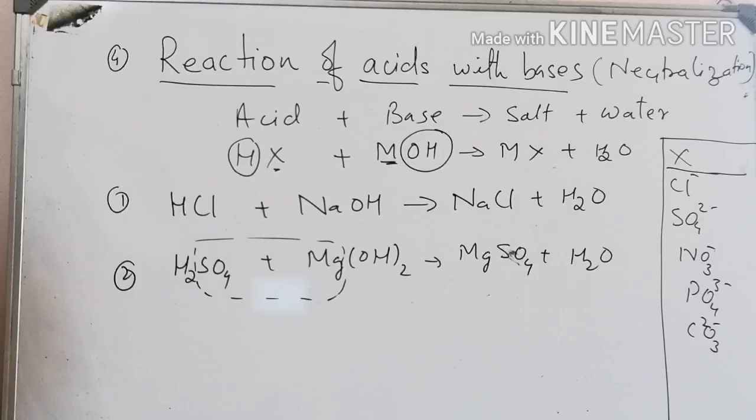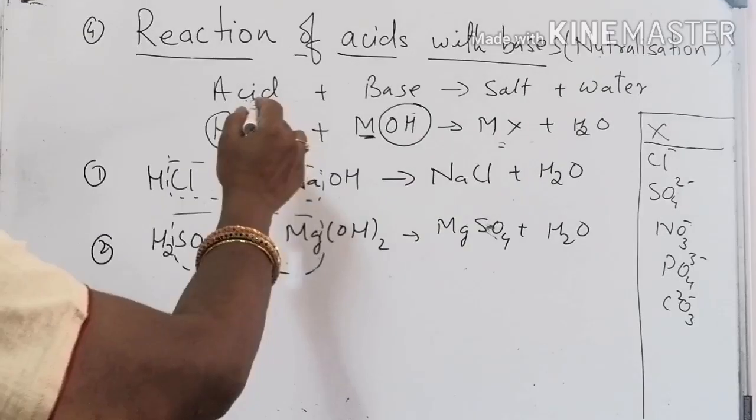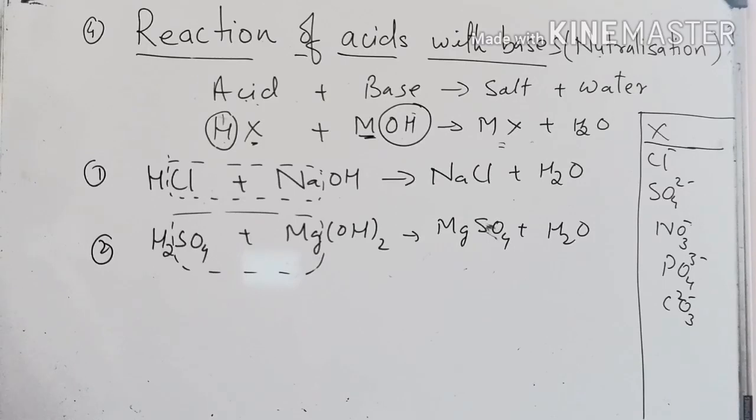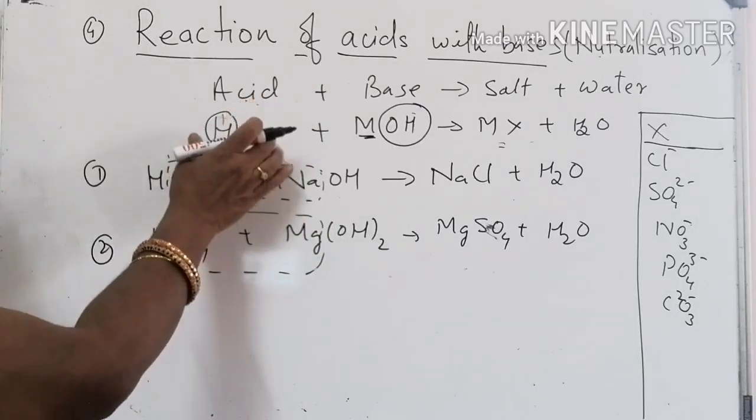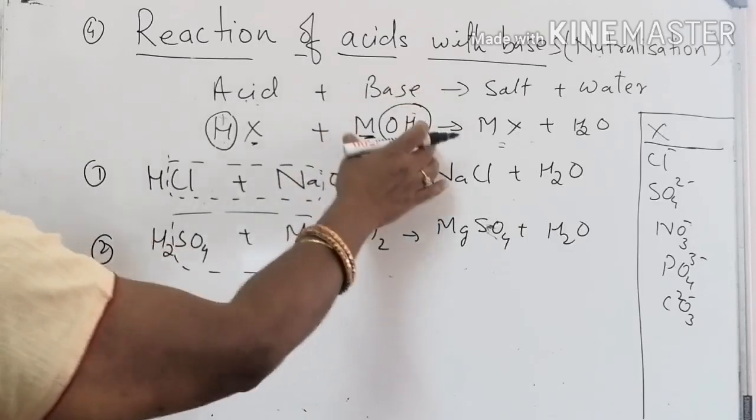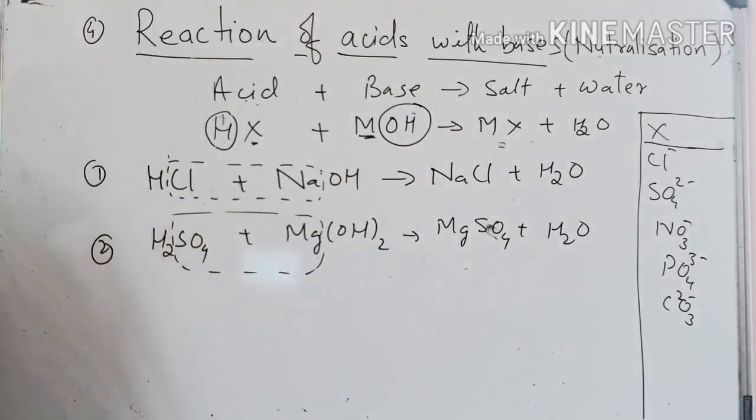As here, during the reaction of an acid with a base, the hydrogen ion or H plus ion of an acid, which is responsible for its acidic property, is neutralized by OH minus ion of a base, which is responsible for its basic property, to form water. And hence, the reaction is known as neutralization reaction. That means during the process, the acid loses its property, base loses its property to form salt and water.